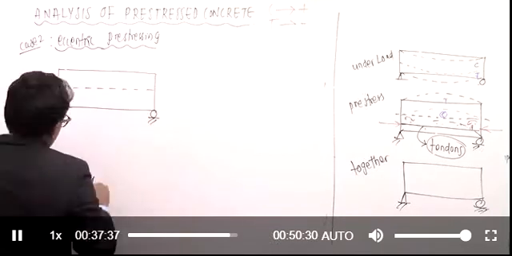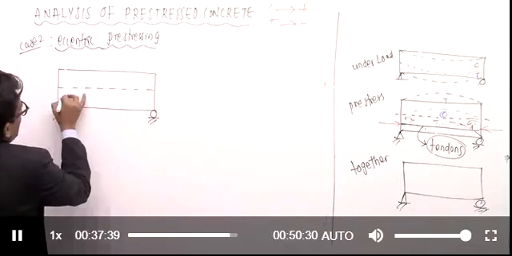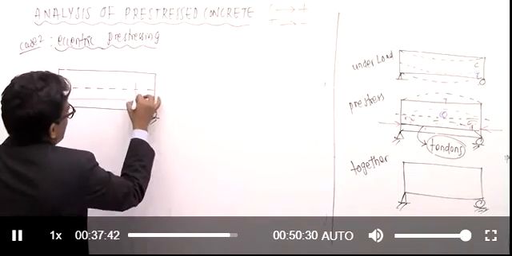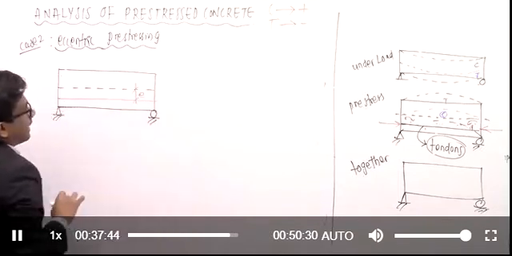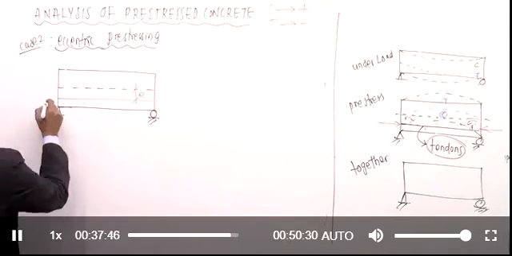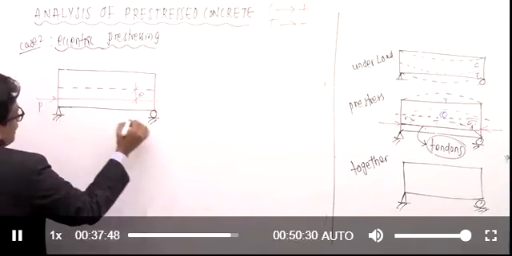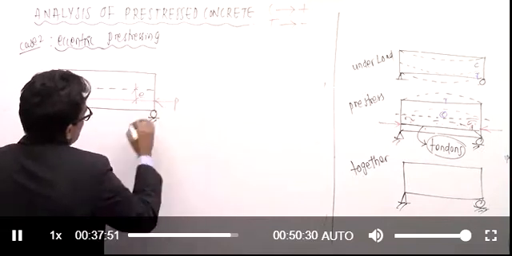This is the neutral axis. But here, the tendons will be placed at an eccentricity. I am going to call that eccentricity E. This will be our pre-stressing force.